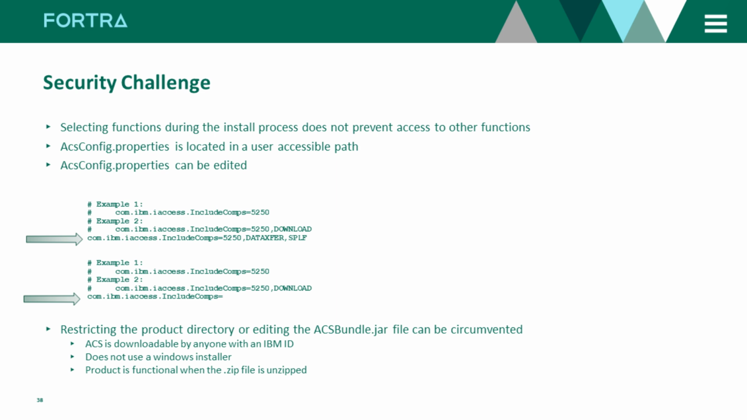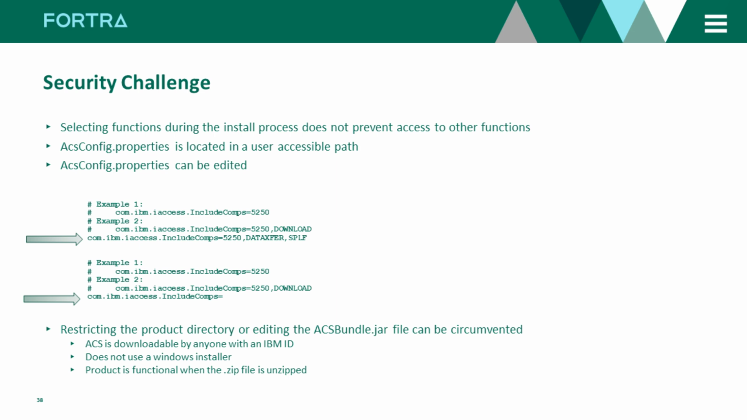So, the security challenges are depicted on this particular chart. When we go through the install process of the JavaScript, what we choose doesn't necessarily prevent the user from accessing any of those things we don't choose. And all of that configuration that's specified during the install process is in a user accessible path in the ACS config.properties file. Here we have a couple of snippets. One is with a user that's allowed to do three things: 5250, data transfer, and spool files. Look at printed output. And all the user has to do is go into this ACS config.properties file and remove the values after the equal sign, and they have access to all the functions.